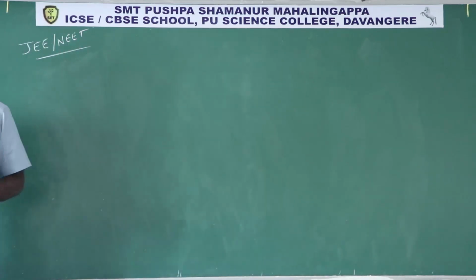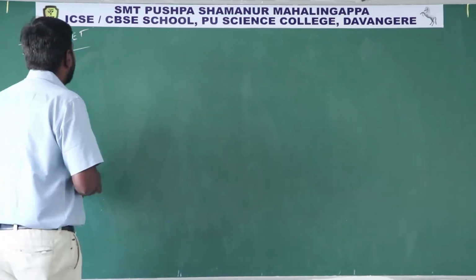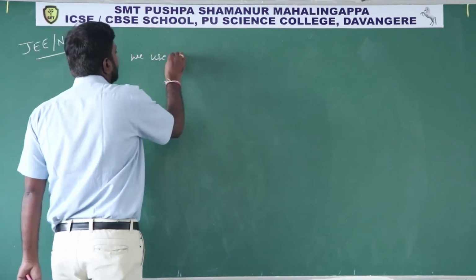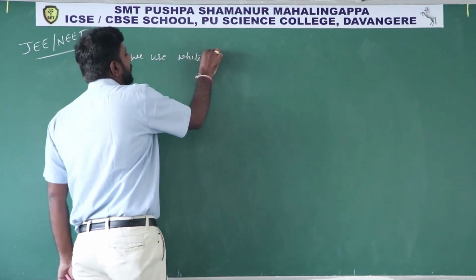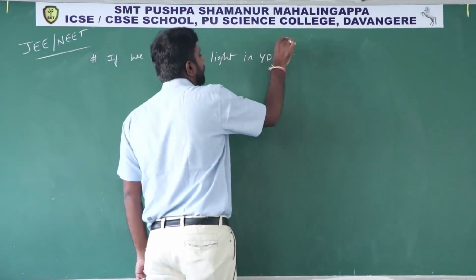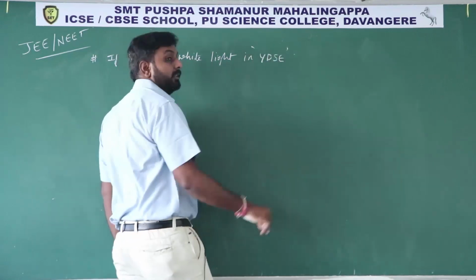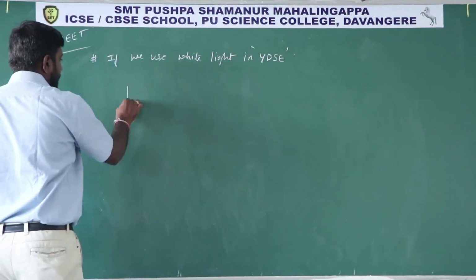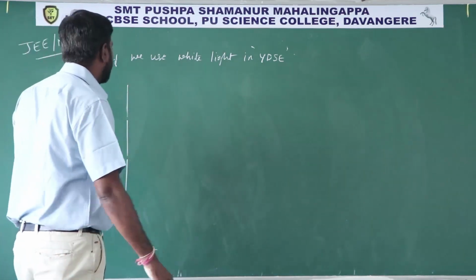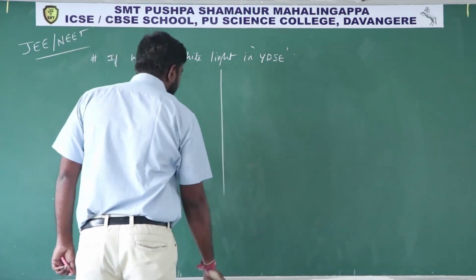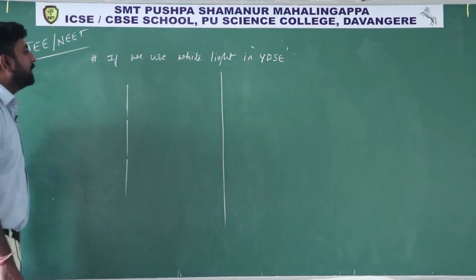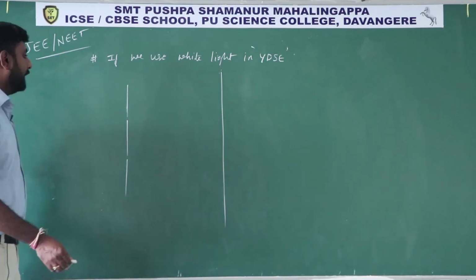And then let us write the next condition. If we use white light in YDSE, Young's double slit experiment, then what happens? If we use red color light, the fringes will appear red. Any other single wavelength color light, you will observe fringes of that color. But if we use white light, then what happens?